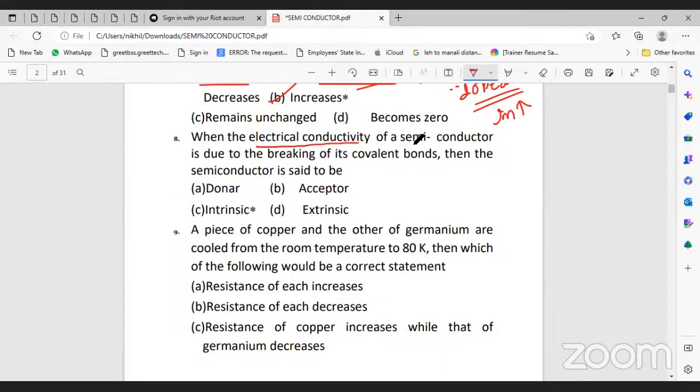When the electrical conductivity of a semiconductor is due to the breaking of covalent bonds, then the semiconductor is said to be what? An intrinsic semiconductor. Because an intrinsic semiconductor is the one which conducts in its pure state. When a semiconductor conducts in its pure state, there will be only breaking of covalent bonds. There will be no impurities. If the conductivity takes place only by covalent bond breaking, it means it is an intrinsic semiconductor because it conducts in its pure state. So it should be an intrinsic semiconductor.